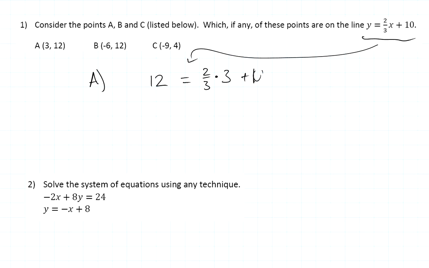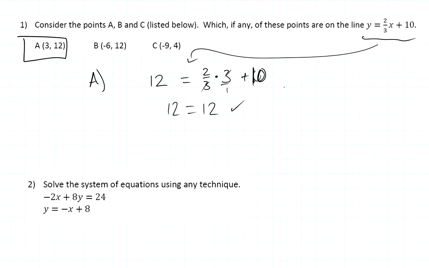Well, when I multiply 2/3 and 3, there's a common factor of 3 there, so it reduces to the number 2. So I end up with 12 on the left-hand side, and on the right-hand side, I've got 2 plus 10, which is also 12. So definitely point A is a solution. I'm going to go ahead and box that. Point A makes that equation true.